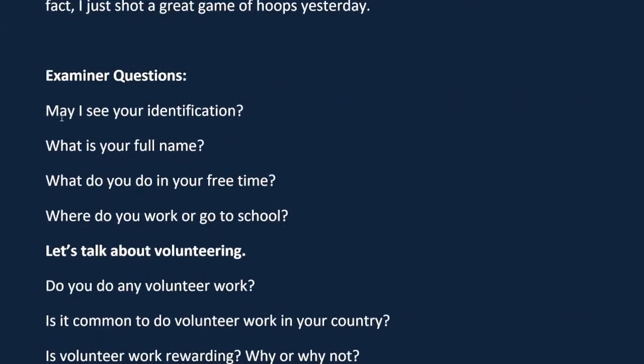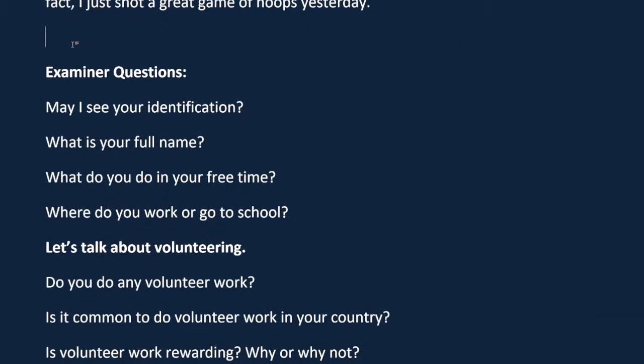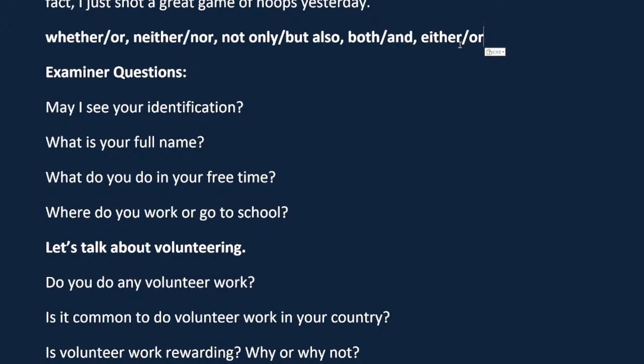So as we go into our speaking questions today, we're going to focus on these correlative conjunctions. Let me show you how, okay? And maybe you can get a jump on me and get ahead of me.